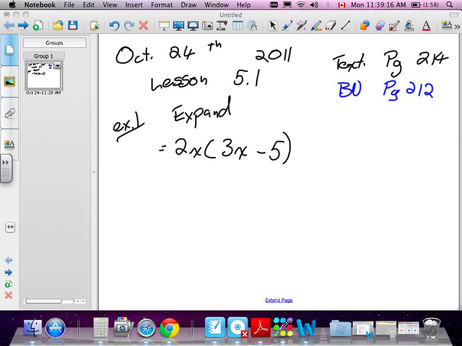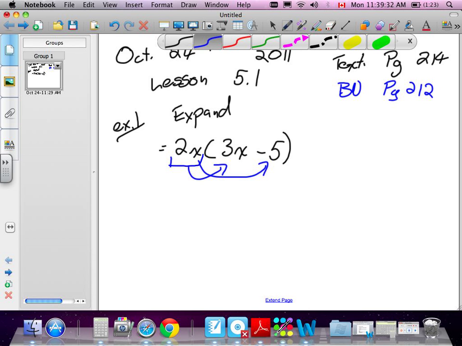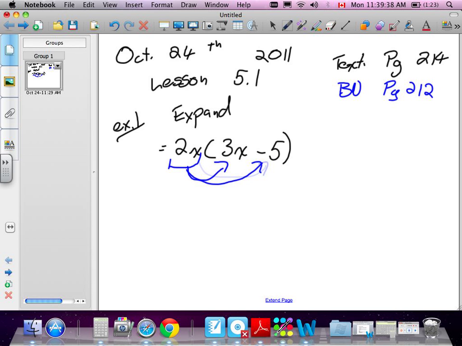The first example, we're going to go over distributive properties of polynomials. So we're multiplying polynomials. The very first thing we're going to do is multiply our 2x by both of the terms inside the brackets. Okay? So that means I take 2x, I multiply by 3x, and I multiply by negative 5. So essentially what happens is I get 2x times 3x, plus 2x times negative 5. I'm going to work both of those out.